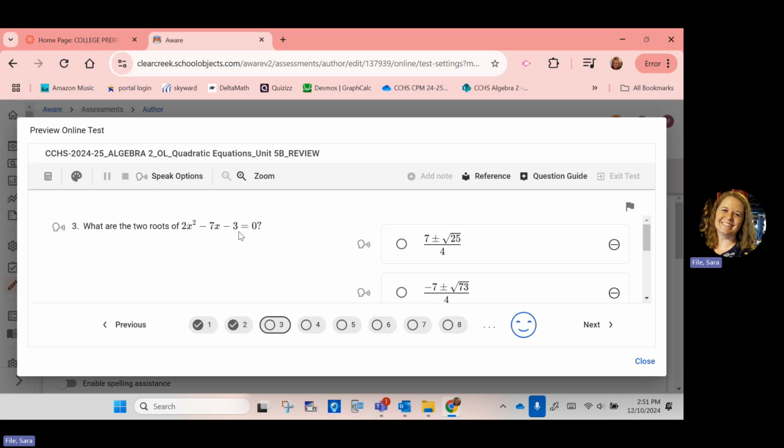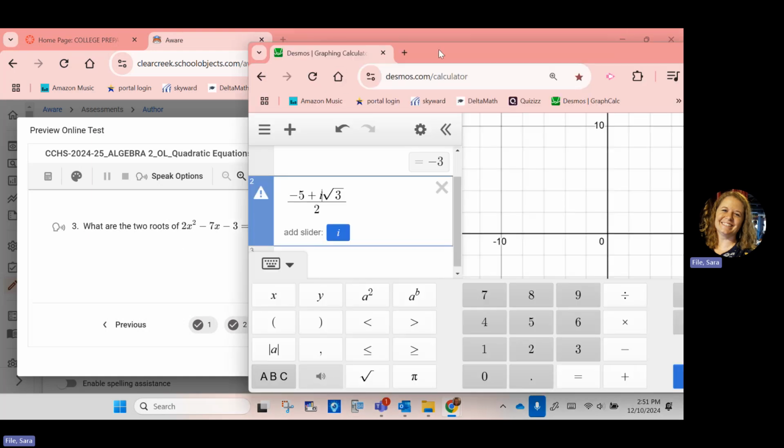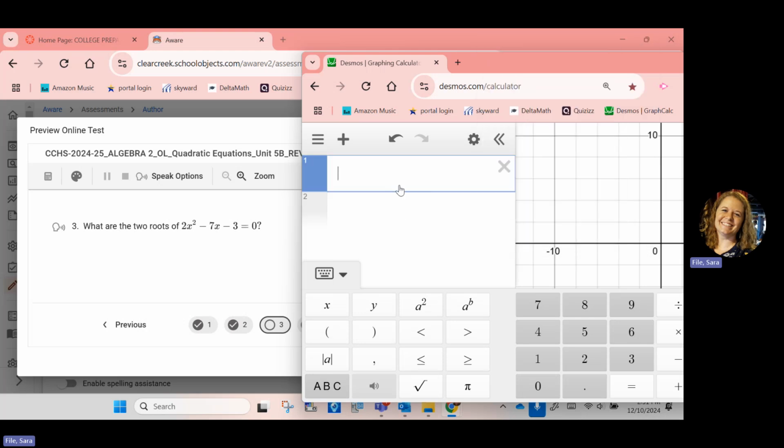What are the two roots? Okay. Real, real. Those are all real. So there's not even an imaginary one here. So I know this is actually going to cross the x-axis. So let me clear out all this and type in my equation.